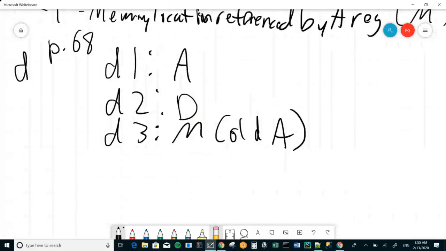So it's a very limited number of things that change, right? A register, D register, and RAM. And RAM, of course, also includes the screen because of memory mapped I/O.